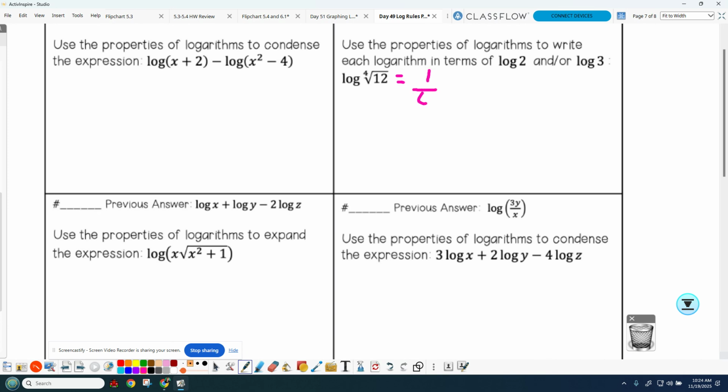First thing, I'm gonna peel off the exponent. I'm gonna bring that out front, the 1/4, and make that a coefficient. And this wants me to turn things into log base 2, or log of 2 and log of 3. 12 is... can I turn 12 into 2s and 3s multiplied together? Yes, no? Sorry? 4 times 3?